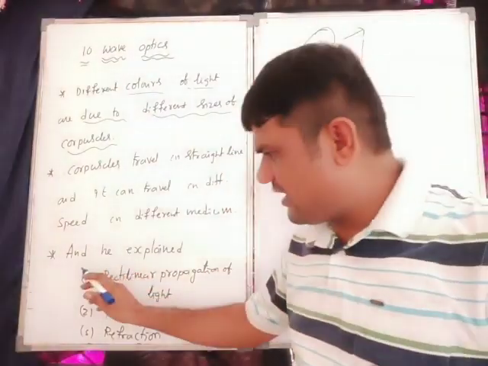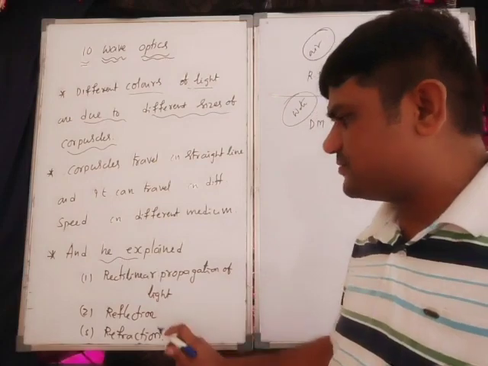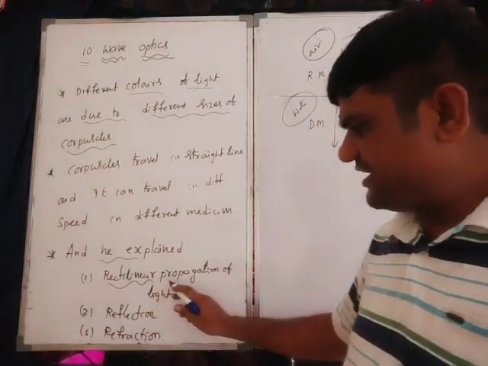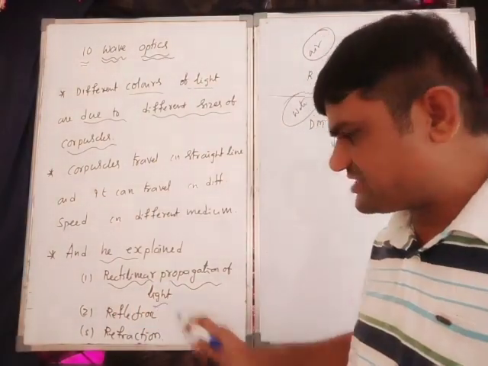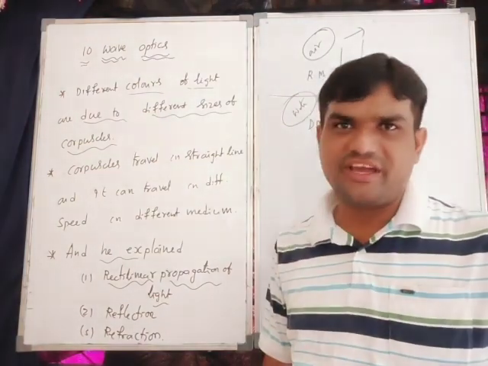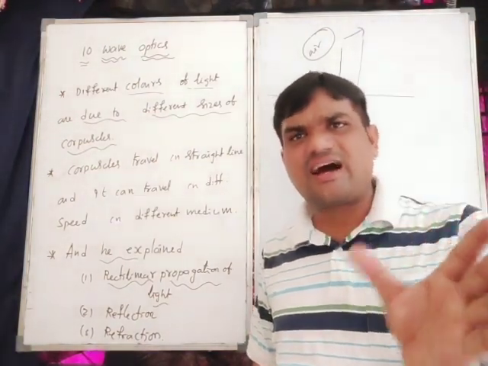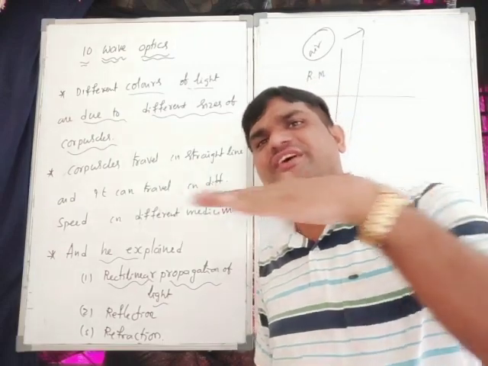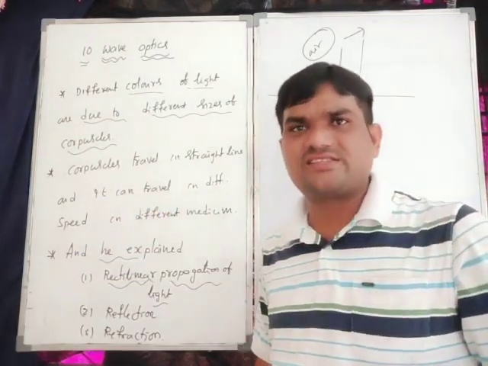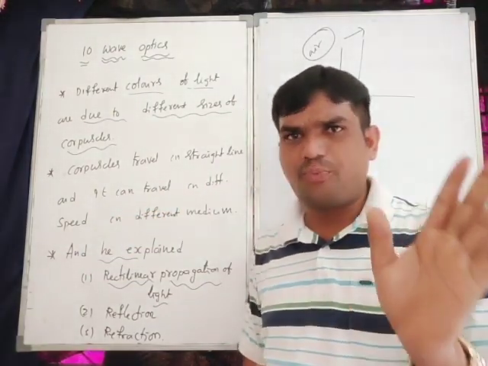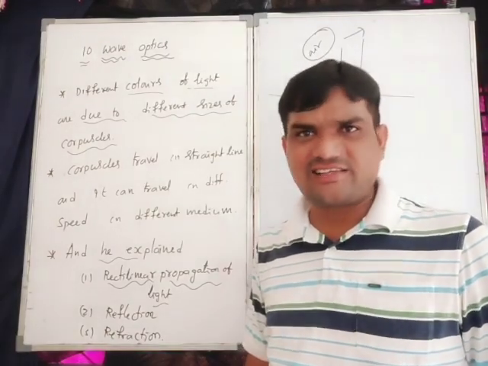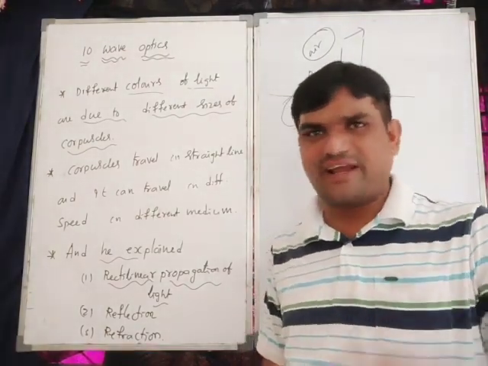And along with that, he explained the rectilinear propagation of light. That means the particles are traveling in a straight line. This is known as rectilinear propagation of light. Right.